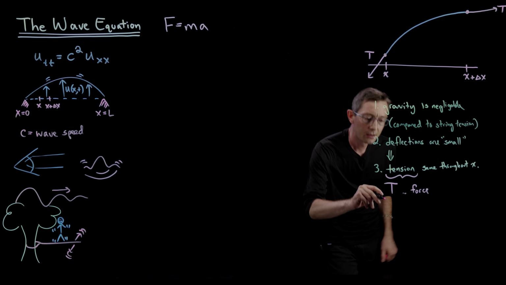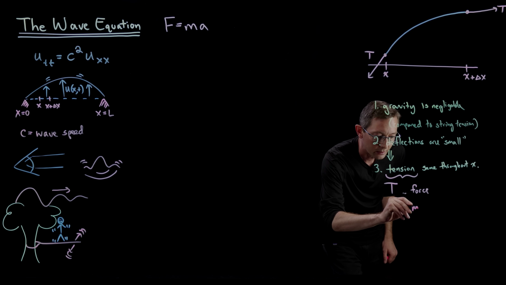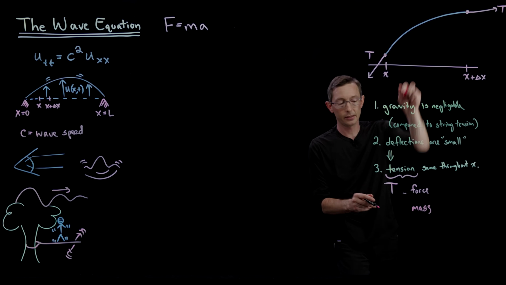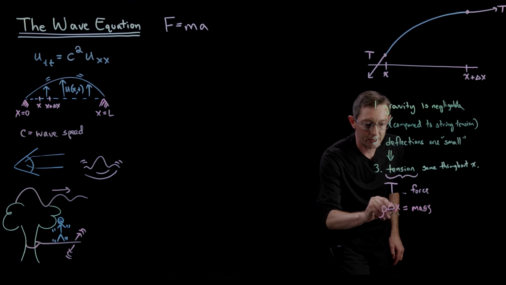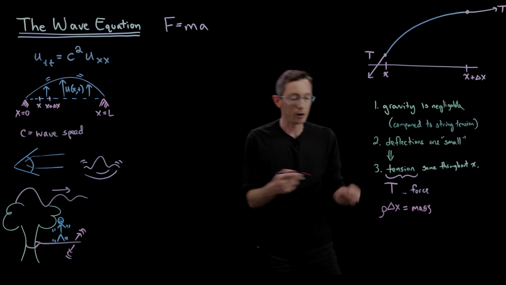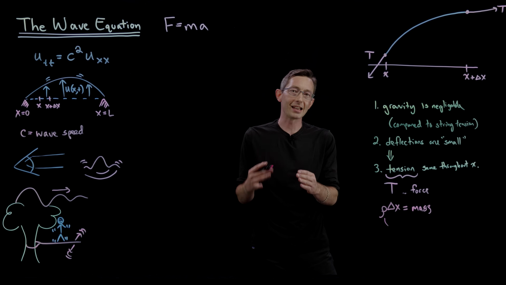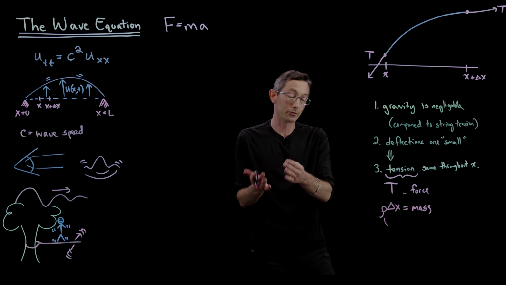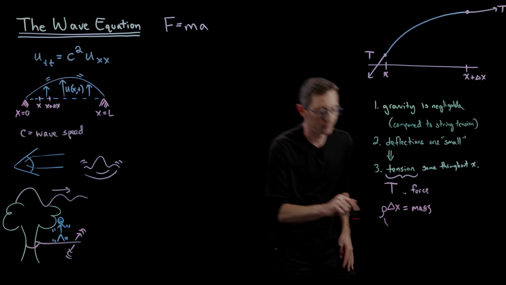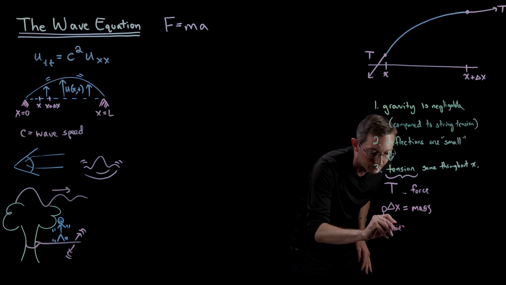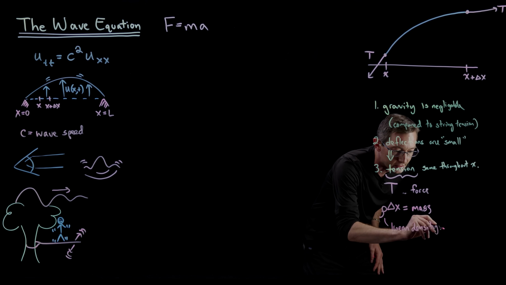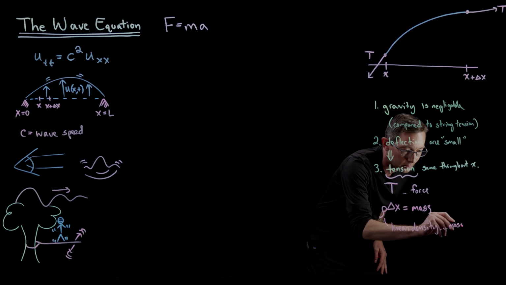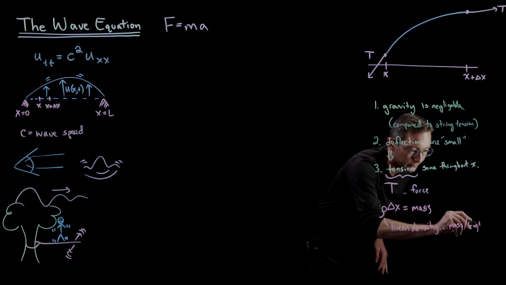So the mass in this little segment, we're going to say is equal to rho delta x, where rho is essentially the density, or let's say the mass per unit length. So this is called the linear density, which is the mass per length.